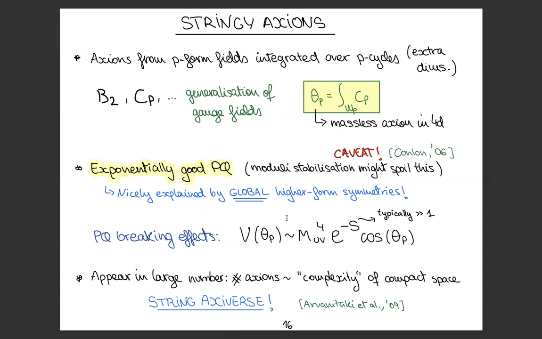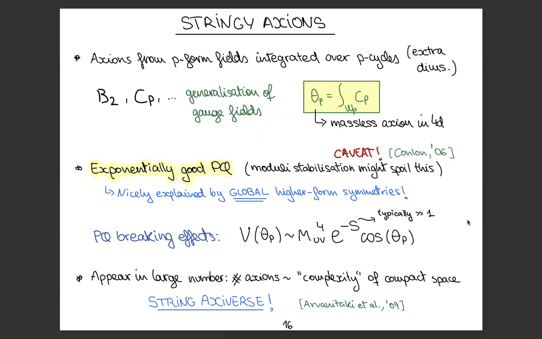It turns out that all this is very nicely explained by global higher-form symmetries. And what you find is that the potential that you can generate is going to come with exponential suppressions, where the instanton action S is typically much larger than 1 when cycles are considerably large. From the phenomenology point of view, what makes all this very exciting also is that people realized that the number of axions is in one-to-one correspondence to the complexity, to the number of inequivalent cycles in the compact space.